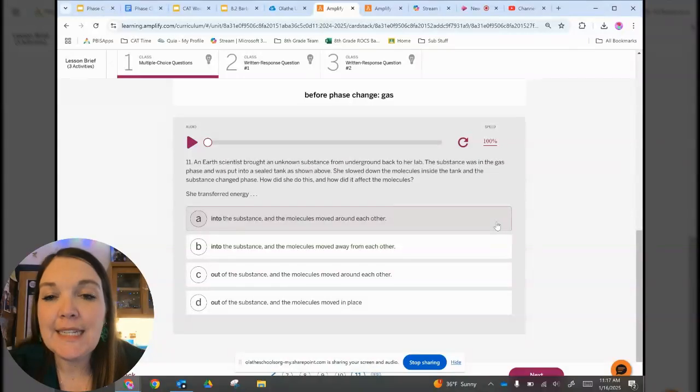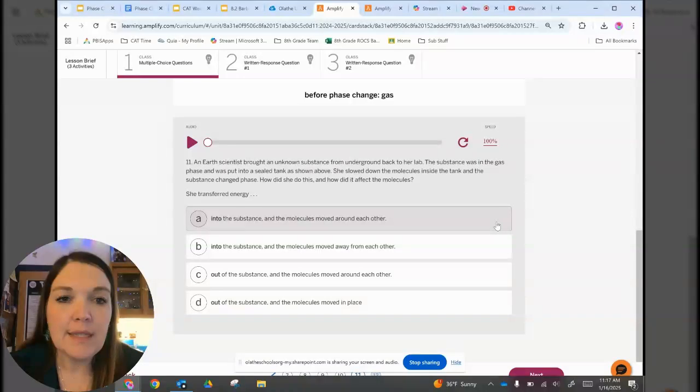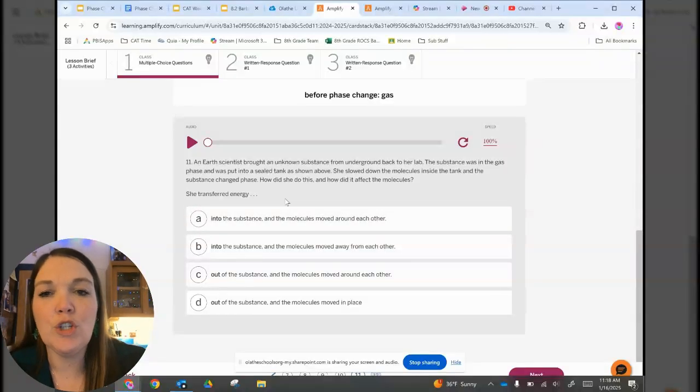An earth scientist brought an unknown substance from underground back to her lab. The substance was in the gas phase and was put into a sealed tank, as shown above. She slowed down the molecules inside the tank, and the substance changed phase. How did she do this, and how did it affect the molecules? Okay, so she transferred energy.